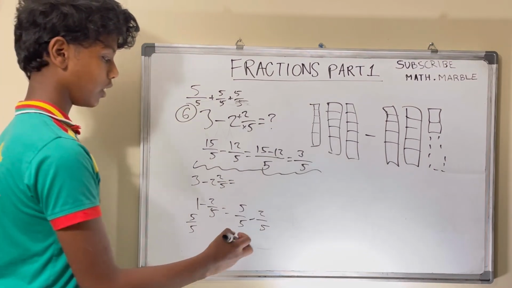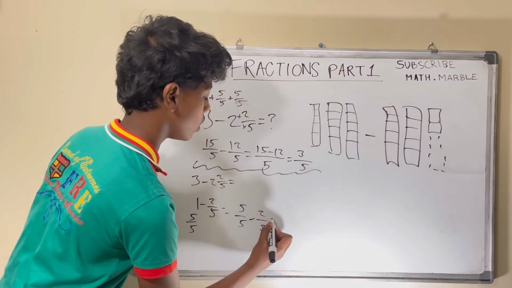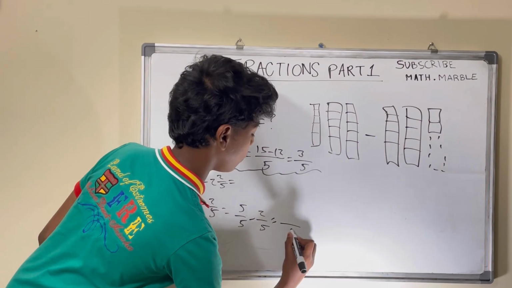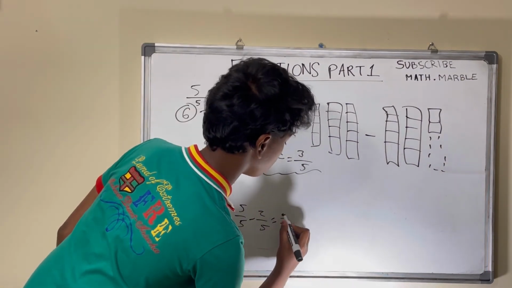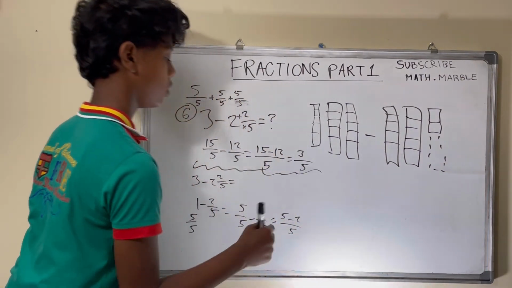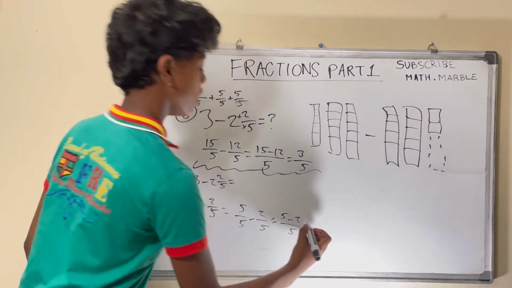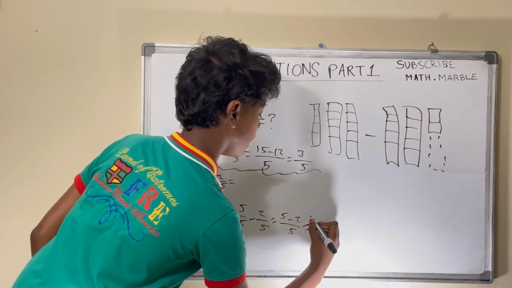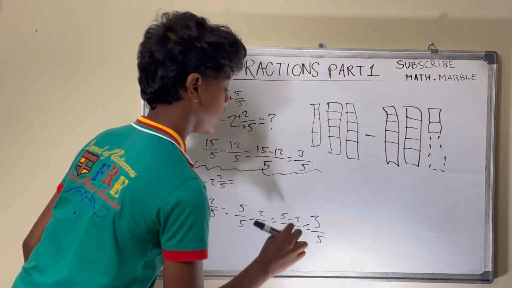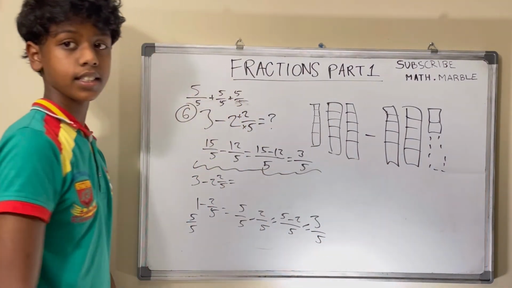And our denominator is the same, right? So we put equal over 5, 5 minus 2 over 5. Now all we have to do is subtract it. So that equals 3 over 5. 5 minus 2, 3. Our denominator always stays the same.